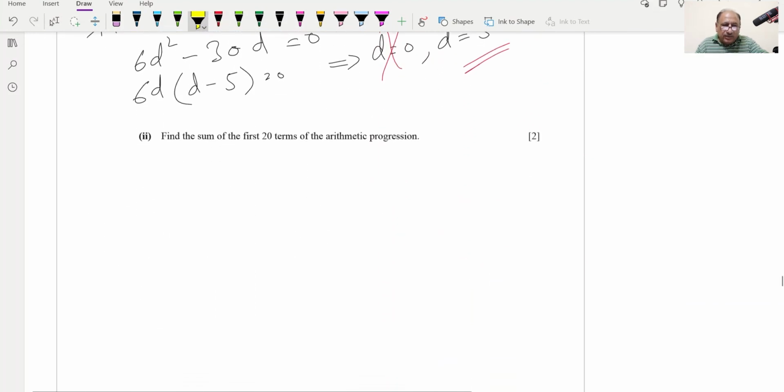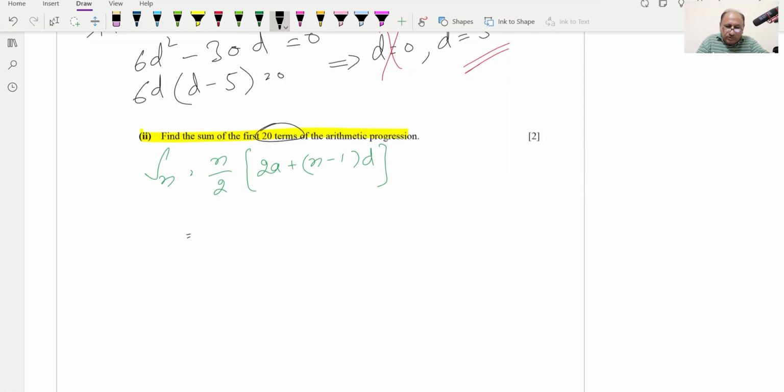Now for the second part, it says find the sum of the first 20 terms of the arithmetic progression. So we can use the sum formula, which will be equal to n by 2 in brackets 2a plus n minus 1 into d, and we can replace the values. So first 20 terms, so 20 by 2, and this will be 2a.